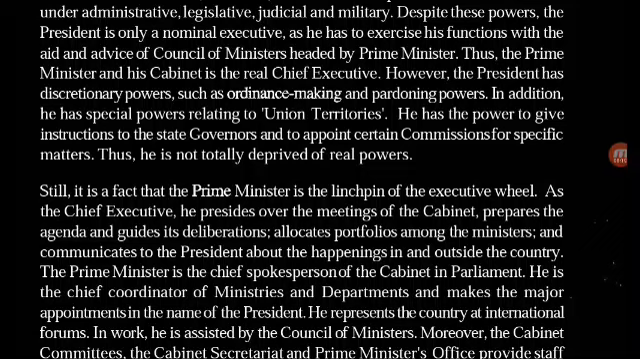As the chief executive, he presides over the meetings of cabinet, prepares the agenda and guides its deliberations, allocates portfolios among the ministers, and communicates to the President about the happenings in and outside the country. The Prime Minister is the chief spokesperson of the cabinet in parliament. He is the chief coordinator of ministries and departments and makes the major appointments in the name of President. He represents the country at international forums.